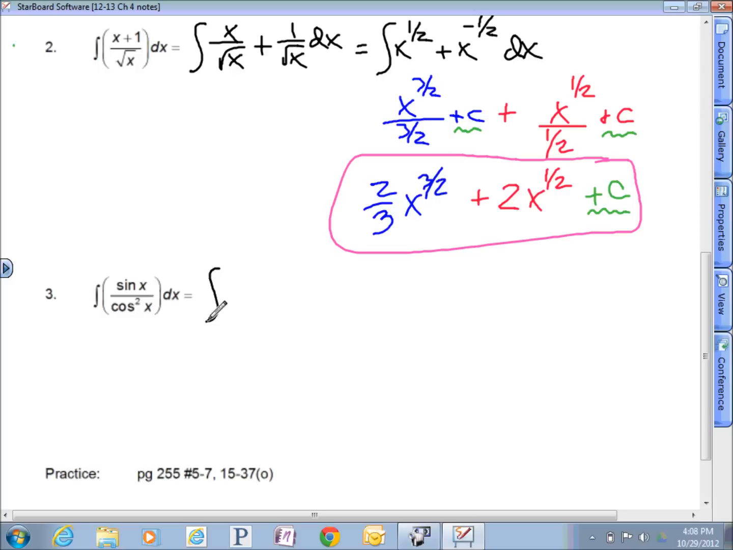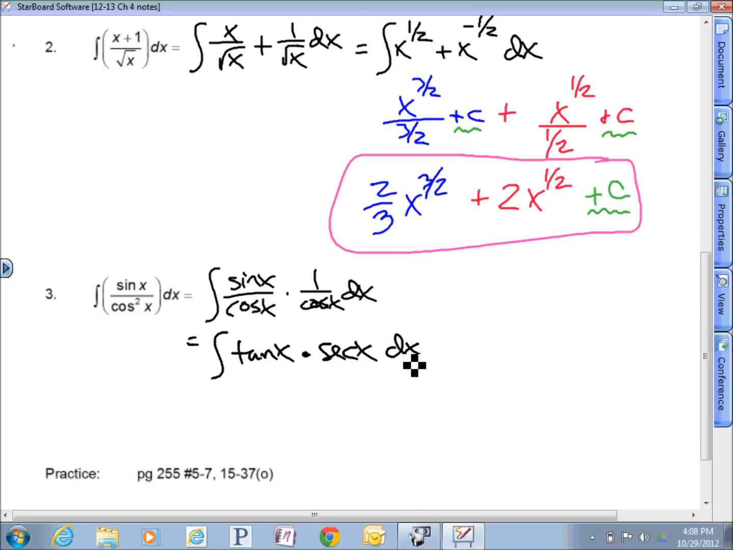Let's change this. What if we call this sine x over cosine x times 1 over cosine x dx? All I did is rewrite it. Now if I rewrite it again, this is the integral of tangent of x times secant of x. Is anybody's derivative tangent of x times secant of x? Yes, of course it is. If you take the derivative of secant of x, you'll get tangent of x times secant of x. And don't forget that constant of integration.